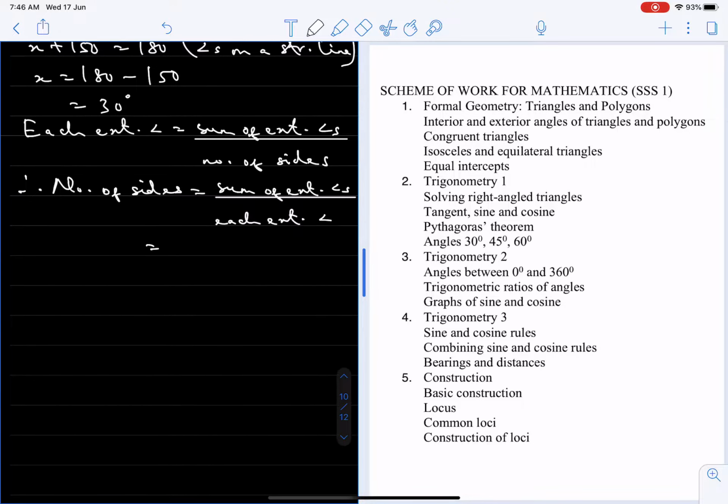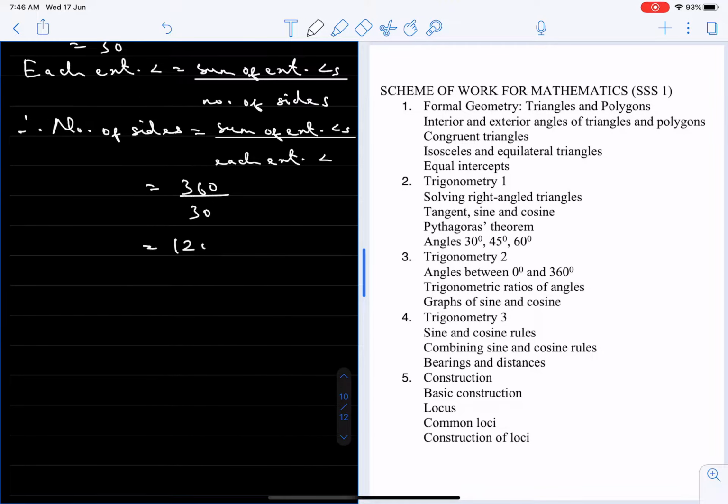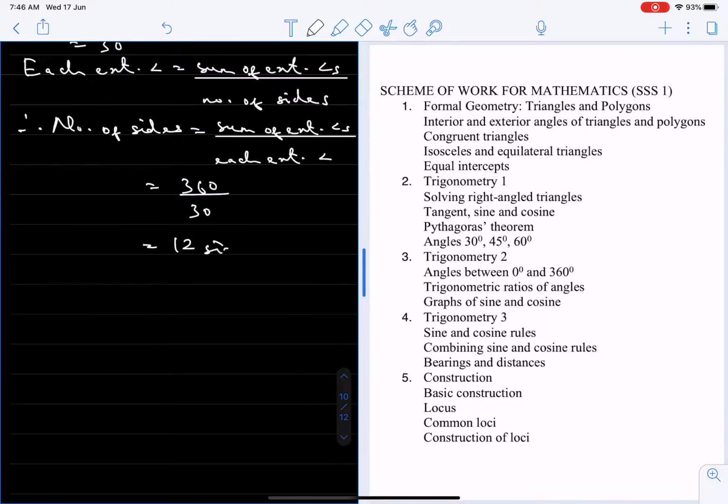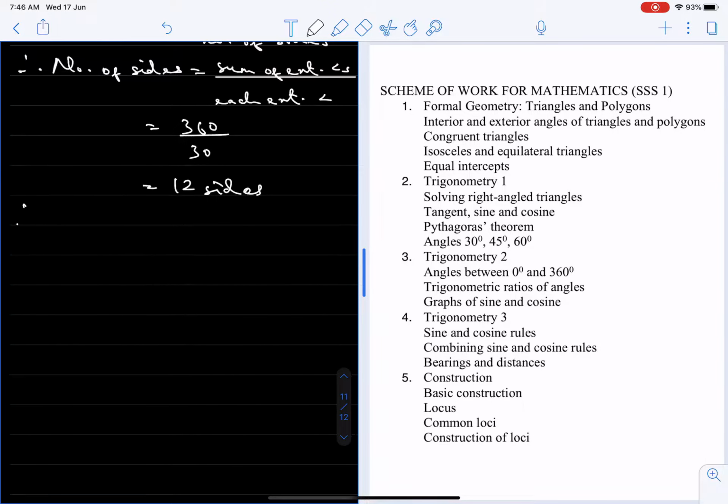which in this case is 360 degrees divided by 30. What am I saying? That's 12 sides, sorry. That's 12 sides. That means the polygon has 12 sides. And that's it simply. Therefore, the polygon has 12 sides.